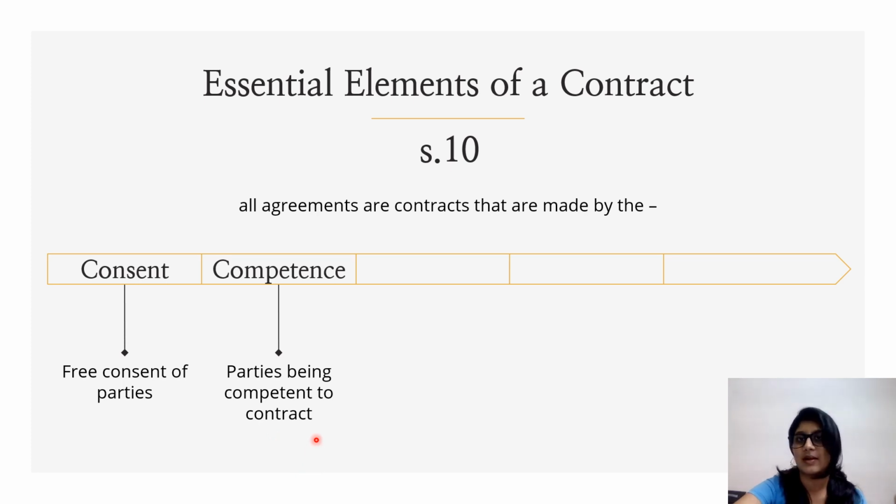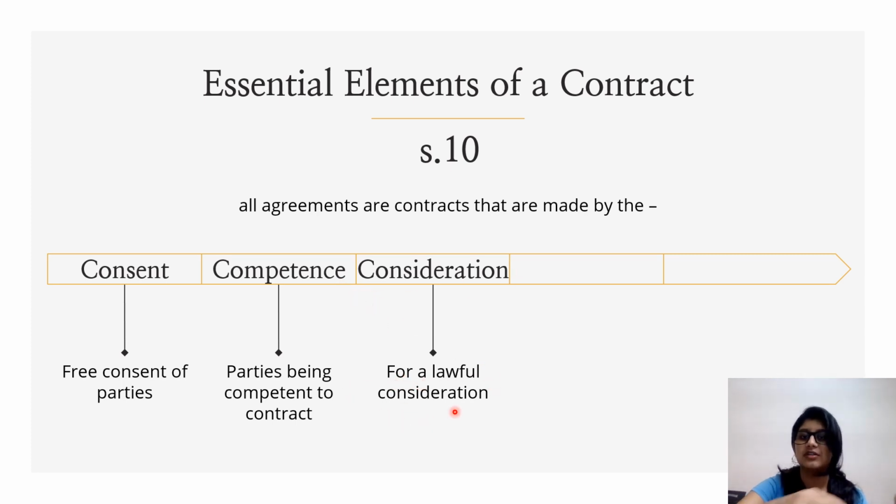They have to be of sound mind, they have to be of major age, which is above the age of 18, and they cannot be insolvent, right? Then we have the third one, that is consideration. This basically says that there must be a lawful consideration. What do we mean by lawful consideration? The consideration itself has to follow the law. It cannot be an unlawful consideration.